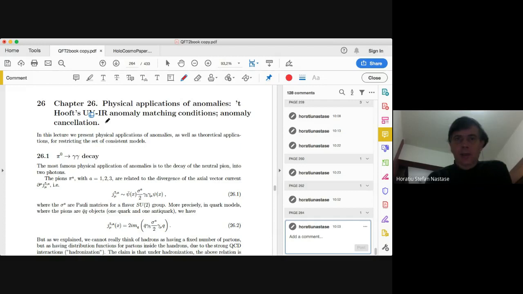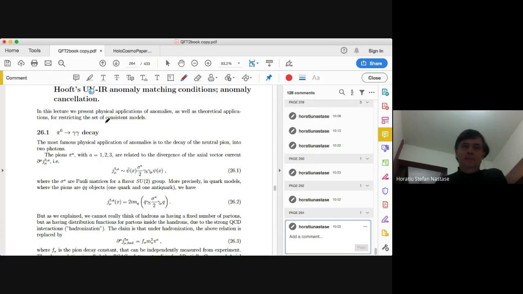All right, so let's start with pion decay. The pion, this is the most physical application of anomalies. Pions, as you know, come in three types. They are acted on by the group SU(2). The physical states are usually defined as pi plus, pi minus and pi zero. Pi plus and pi minus are electromagnetically charged with charge plus minus one, and pi zero is electromagnetically neutral.